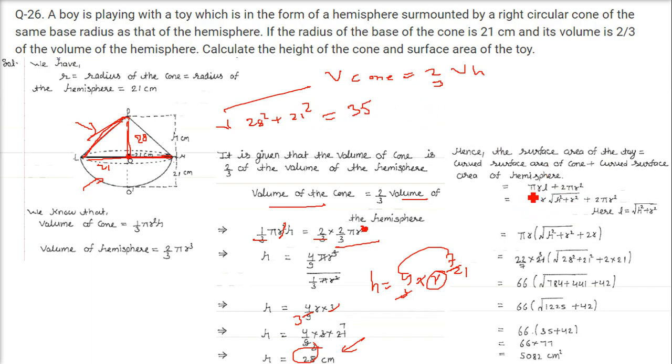So what we will do? Pi into r into L is the curved surface area of the cone, plus the surface area of this one is 2 pi r square. What is this? Hemisphere. So pi r L plus 2 pi r square. So pi we know, radius also we know, and the L is also known to us, 35, and then 2 pi into r square. What is the radius? Same, 21 square. So we compute, this is going to be 5082 centimeters square.